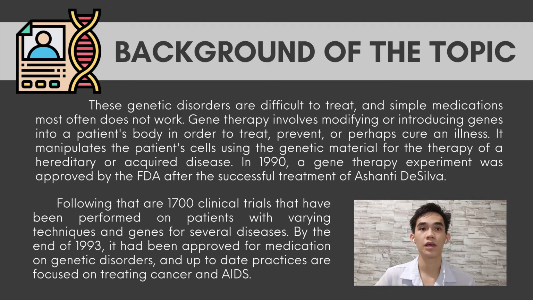In 1990, a gene therapy experiment on ADA-SCID in the US was approved by the FDA after the successful treatment of Ashanti de Silva. Following that, 1,700 clinical trials have been performed on patients with varying techniques and genes for several diseases. By the end of 1993, it had been approved for medication on genetic disorders, and up-to-date practices are focused on treating cancer and AIDS.